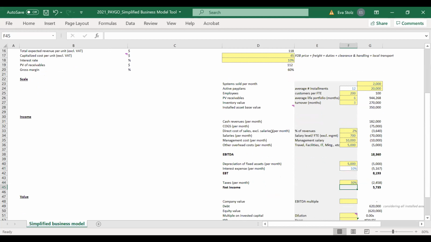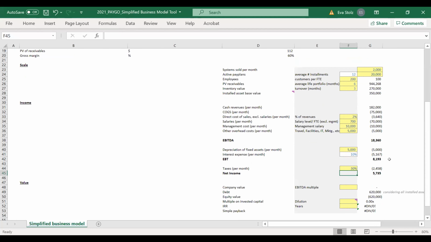So this is basically just showing you a very simple model of the business economics. And then what you can also do is indicate a certain EBITDA multiple. This is applying the multiple method as I showed before. So you get to a certain company value.